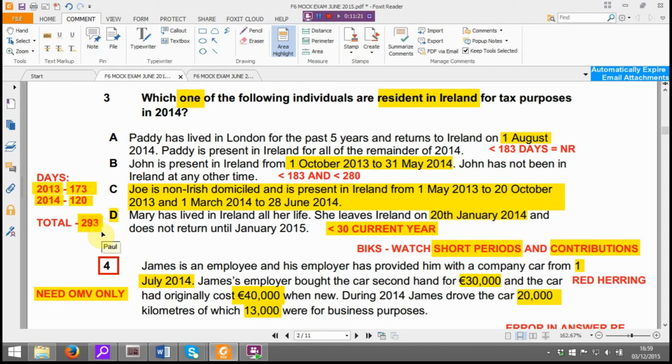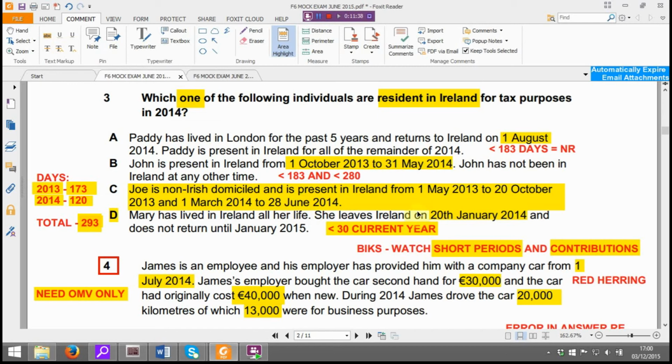We then effectively have to say, well, is he also in Ireland for more than 30 in the 2014 year? And effectively, if we look at 1st March, 20th June, he clearly is. So that's why C is the answer in that case.